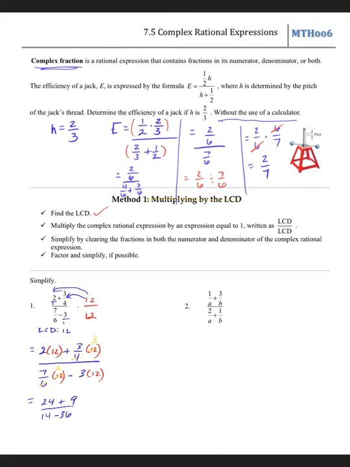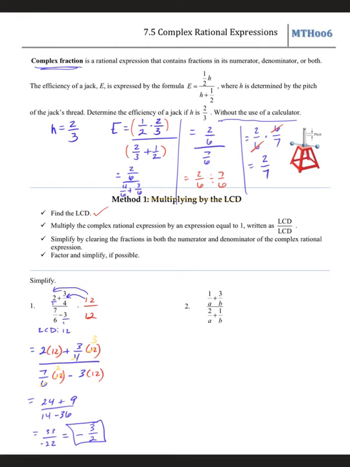Now we still need to continue simplifying the numerator and the denominator, but now we just need to add some numbers together. So in the numerator, we have 24 plus 9, which would be 33, divided by 14 minus 36, which would be a negative 22. And the last thing we have to do is simplify if possible, which when we look at this, we see that 11 is a factor of both of those. So when we simplify, we'd get a negative 3/2. And that would be our final answer for that one.